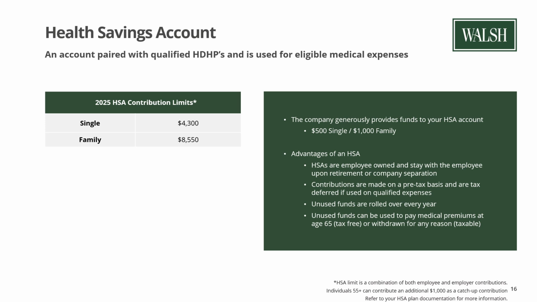You can contribute up until the age of 65, and once you turn 65, you can no longer contribute, but you can still use these funds for any eligible expenses. You can also use them to pay for Medicare premiums once turning 65.